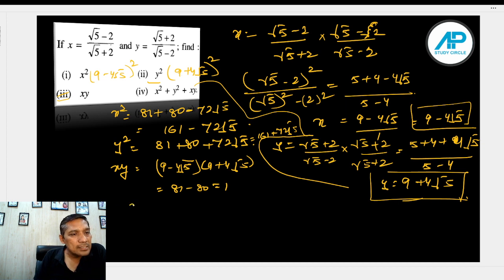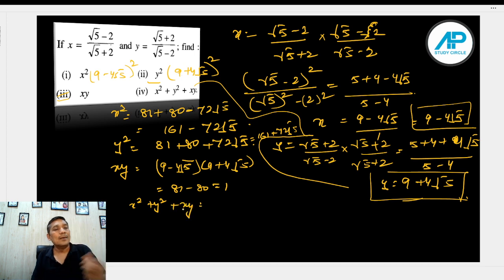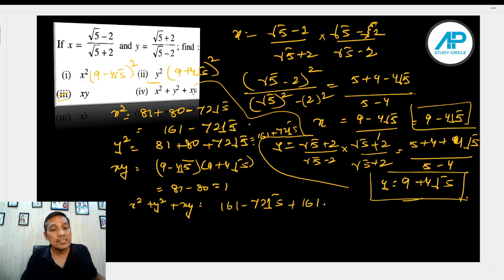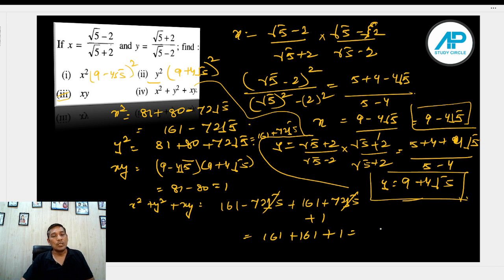And the last part is, so you can see the question has already made us solve these three parts. I need to simply replace this value plus 161 plus 72 root 5 plus 1. This is cancelled. I got 161 plus 161 plus 1, 322 plus 1. 323 is the answer of the last part.